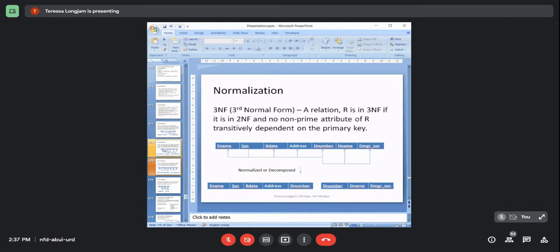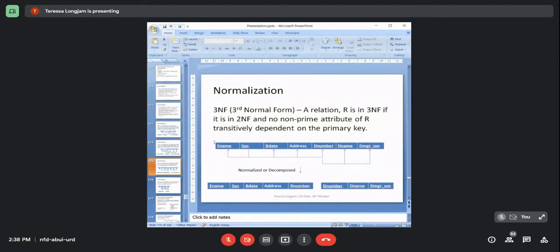Third normal form. A relation R is in third normal form if it is in second normal form and no non-prime attribute of R is transitively dependent on the primary key. So if there is a non-prime attribute, then the non-prime attribute should not be transitively depending on the primary key.